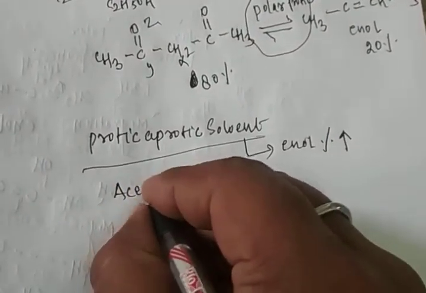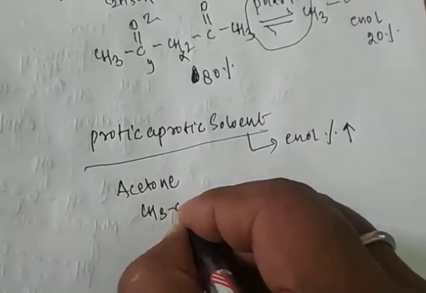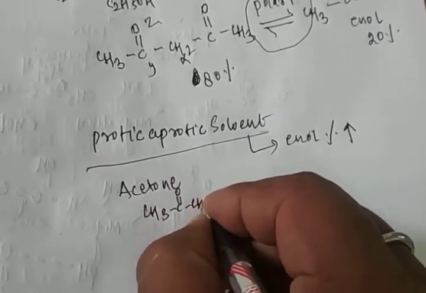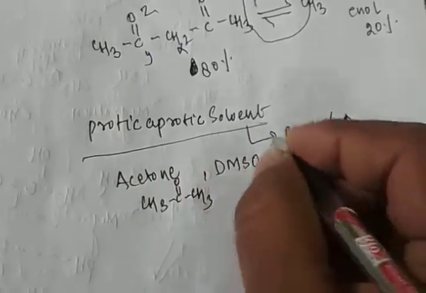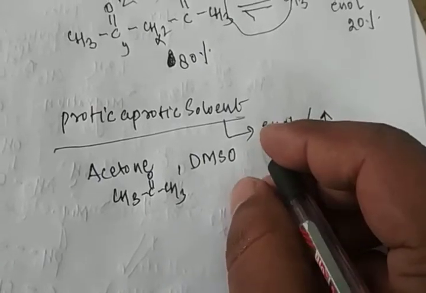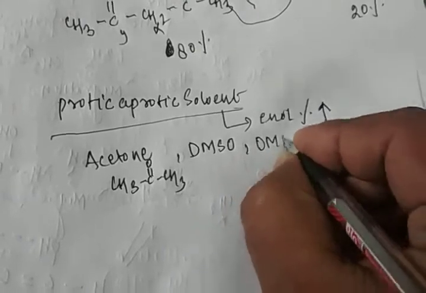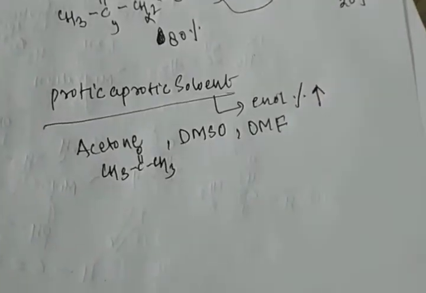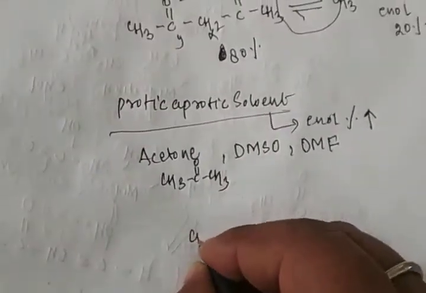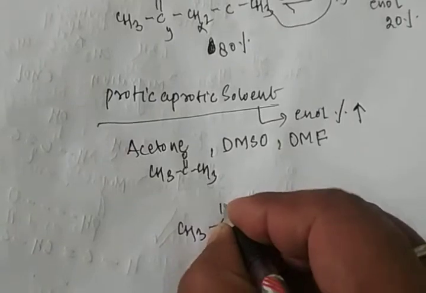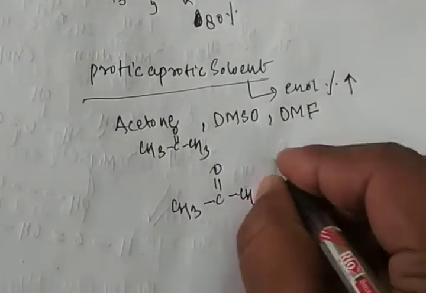In this case, the example is what? Acetone. You know the formula of acetone, CH3, C double bond O, CH3. And the next one is DMSO, dimethyl sulfoxide. And this is DMF, dimethyl formamide. Now suppose again the same formula is given, CH3, C double bond O, CH2, then C double bond O, CH3.